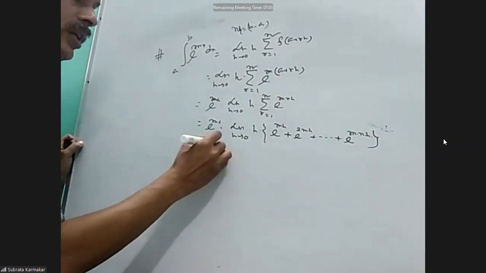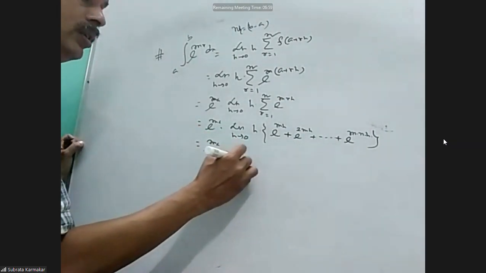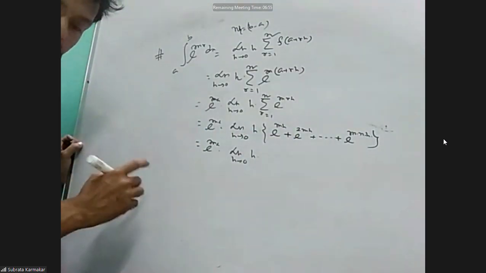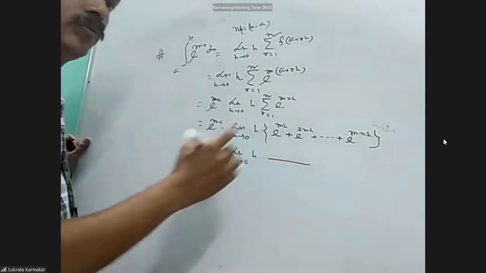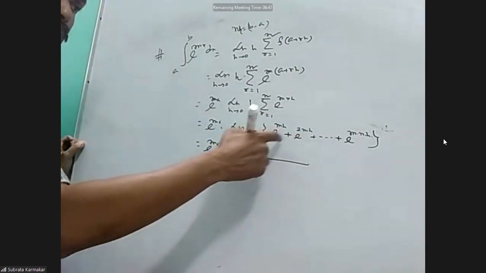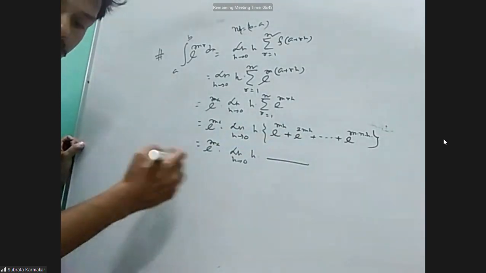Now e to the power ma constant into limit h tends to 0, h into formula. What will be the formula? The general formula is a into r to the power n minus 1 by r minus 1, the GP formula, GP series. So what will we get here?